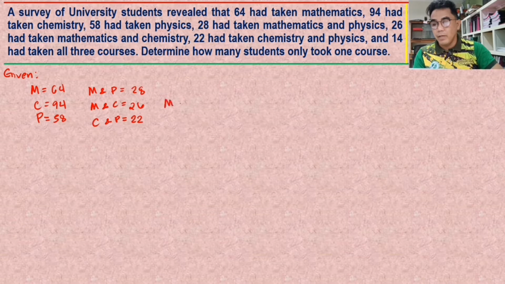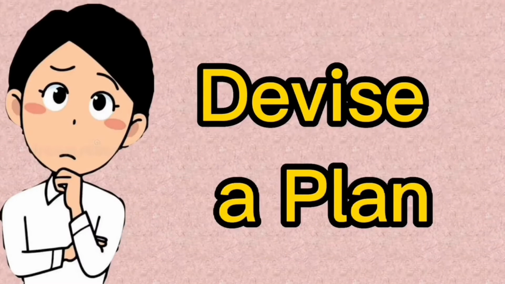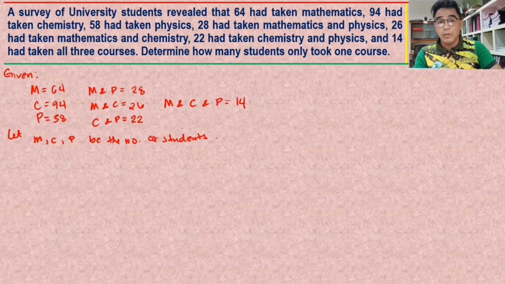So we have M, C, and P, that is 14. The question is, we're going to find the number of students who signed up for mathematics, chemistry, and physics alone. So we're going to let small m, c, and p be the number of students who took the course alone. Devise a plan. After evaluating the problem, we come up with this best strategy, and that is to apply the Venn diagram as well as the working backward method.